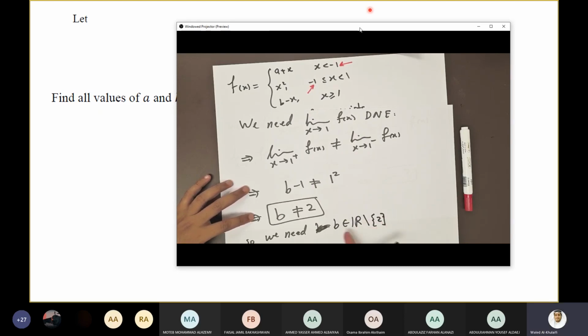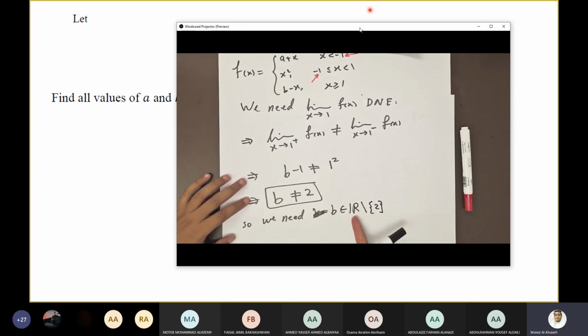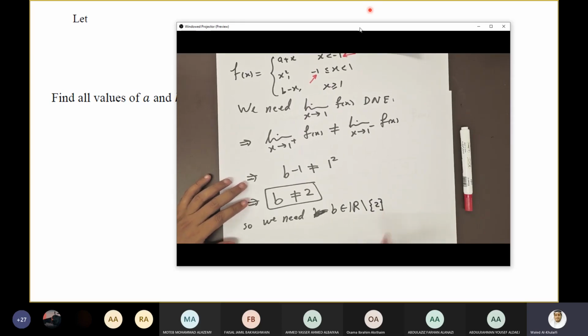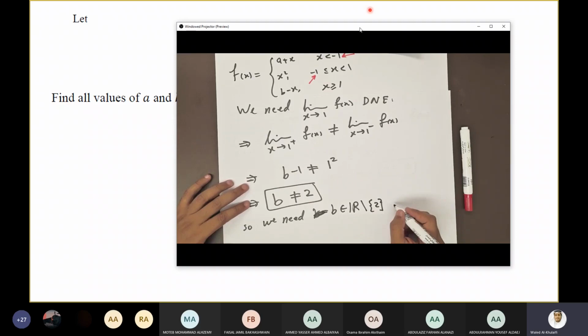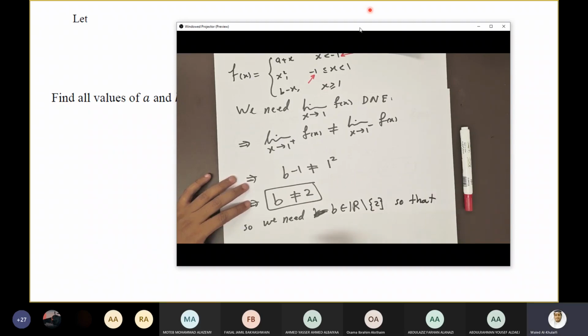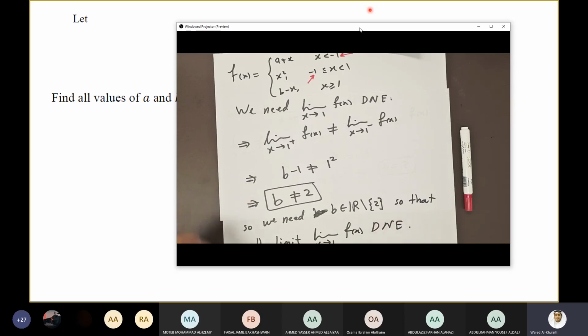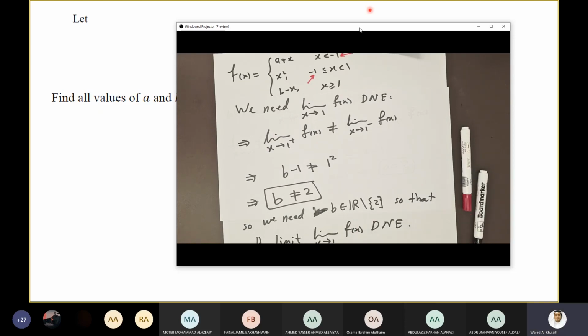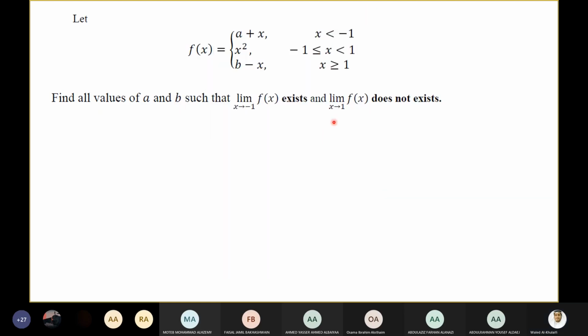This is the mathematical notation: b in all real numbers. It can be any real number, but except 2, so that the limit as x approaches 1 of f of x does not exist. We need this, so the limit does not exist. It's not one answer, it's infinite answers. You have infinite values of b, but except 2.